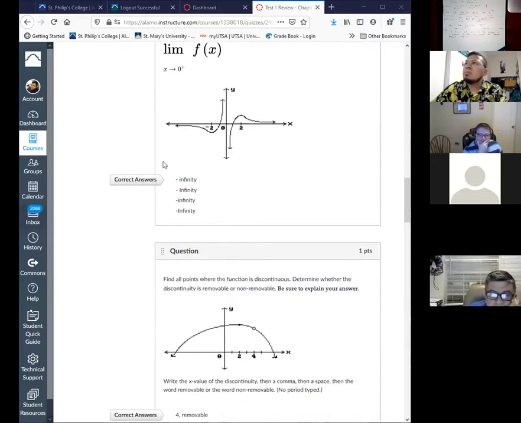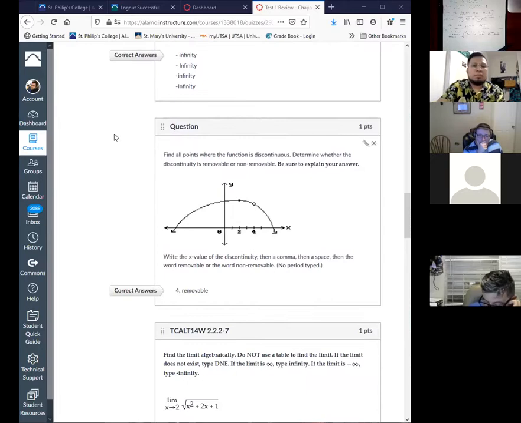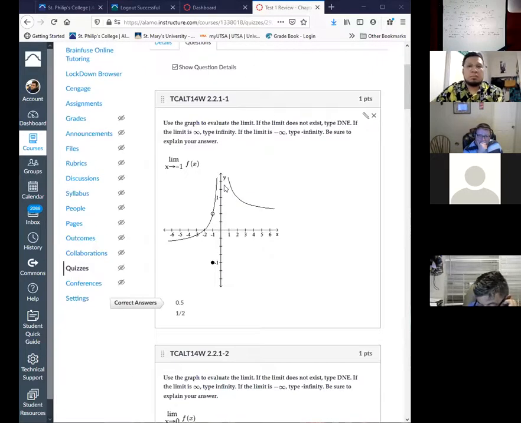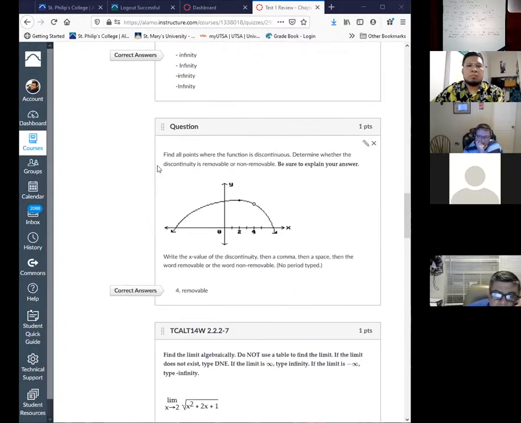Okay, let's look at number 5. At least I think it's 5. I'm getting all confused. 1, 2, 3, 4, 5. Yeah. Find the points where the function is discontinuous. So now we're finally getting to the continuity type questions. Determine whether the continuity is removable or non-removable. Be sure to explain your answer.